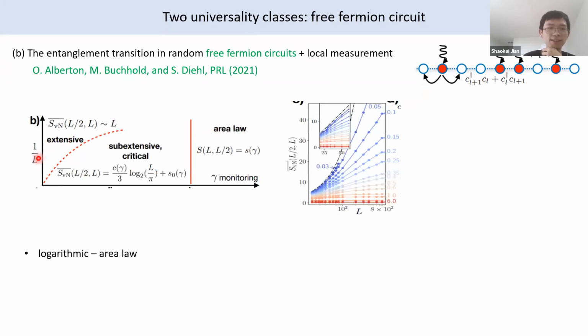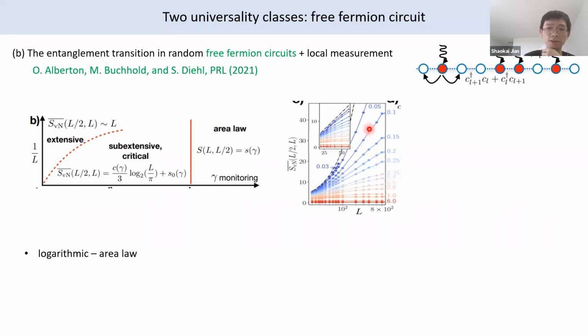So in this figure, let's take L to infinity, the thermodynamic limit, and focus on this line. If the measurement rate, which is called gamma here, is small enough, the entanglement entropy follows a log law. It's like a CFT, so you can assign an effective central charge to the entanglement entropy. And if the measurement is large enough, it becomes an area law. So there's a transition from logarithmic entanglement entropy to area law entanglement entropy as a function of measurement.